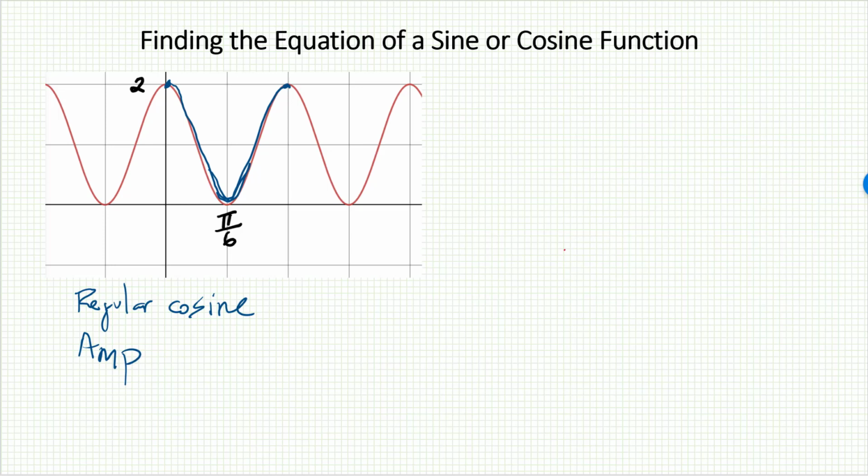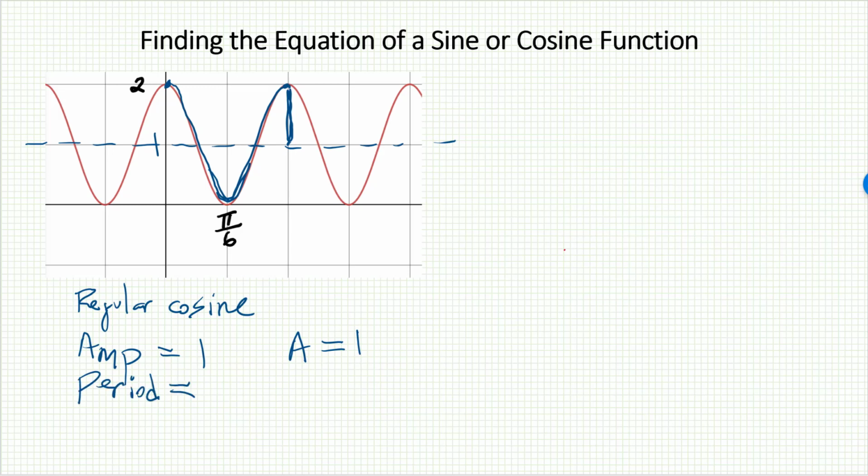The amplitude. Well, let's see. Maybe it would help me to draw in the midline. Looks like the lowest spot is 0 and the highest is 2. The midline would be right here at y equals 1. The amplitude is the distance from the middle to the top, which is clearly a distance of 1. So the amplitude is 1. Well, I'm dealing with regular cosine, so there's no negative. The amplitude is 1, which means the A is going to be 1.